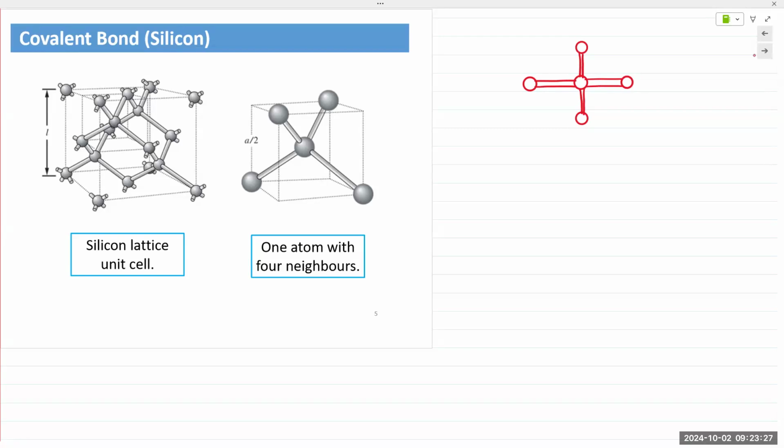Okay. This is something I assume you studied in physics, chemistry previously, right? So we won't go too much in depth. Okay.